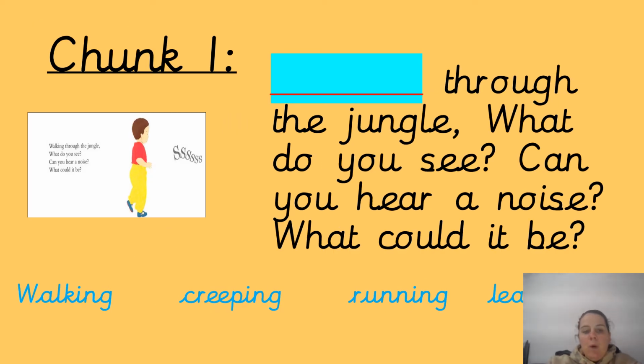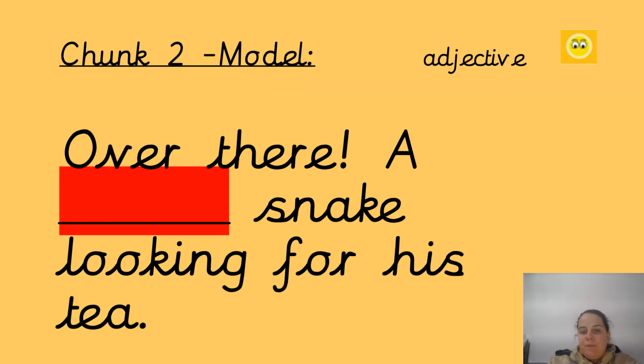So I have put walking, creeping, running and leaping. So these are the verbs that I have picked to help you. So the first one I'm going to use is walking. So walking through the jungle, what do you see? Can you hear a noise? What could it be? Okay, so you need to write that sentence for me and then move on to your next sentence, which is your next chunk.